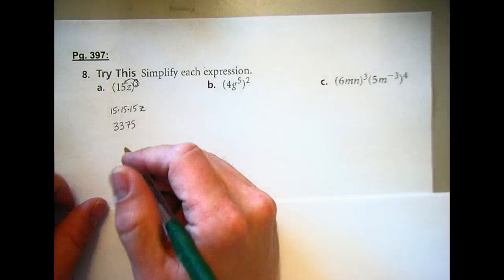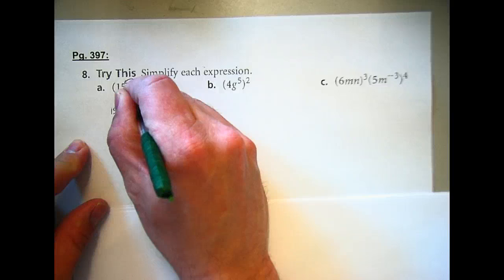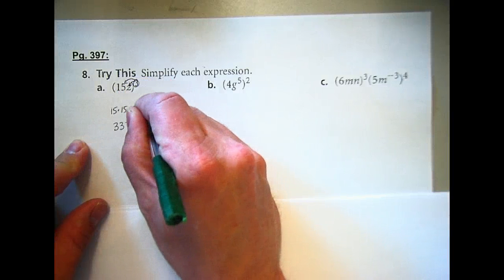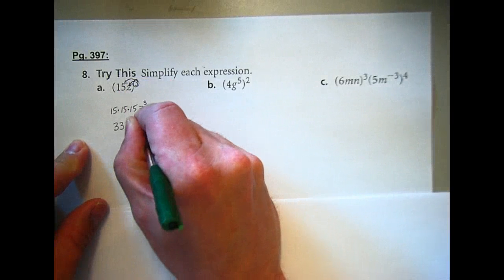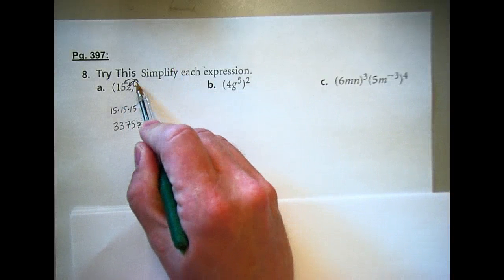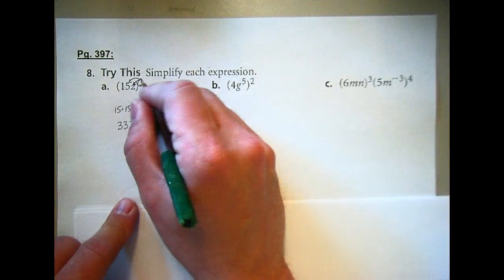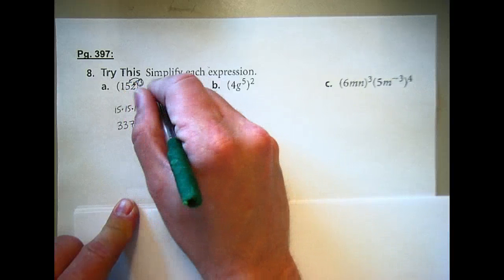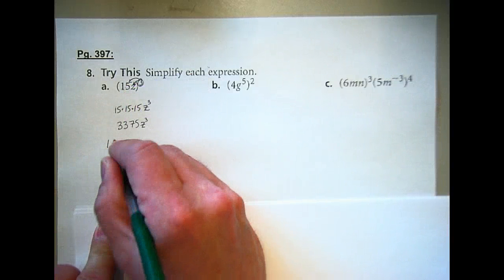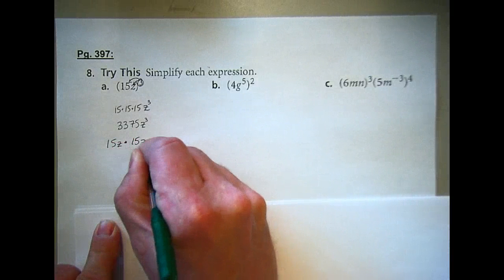Kylie? Well, I did 15z to the third because the cube side is only attached to the z. Okay, so you brought it in just to the z. So if we combine both your answers, you have a correct answer. We bring the cubed into the 15, and we bring it into the z as well. The reason that works is because 15z, all to the third, is in parentheses. So if you write it in expanded form, you have 15z times 15z times 15z.